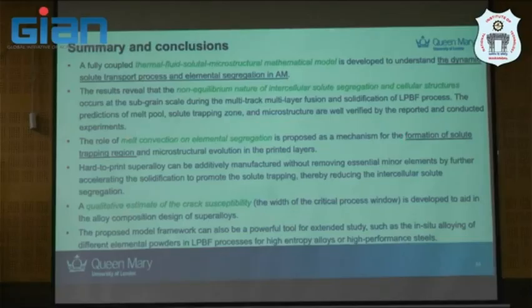The role of melt convection on the elemental segregation is proposed as a mechanism to form the solute trapping region and microstructural evolution. Hard to print superalloy can be additively manufactured without removing essential minor elements by further accelerating the solidification to promote the solute trapping and hence reduce intercellular solute segregation. A qualitative estimate of the crack susceptibility in terms of the processing window is developed. I think I showed you before. And I hope this will aid the alloy design of superalloy for the future.